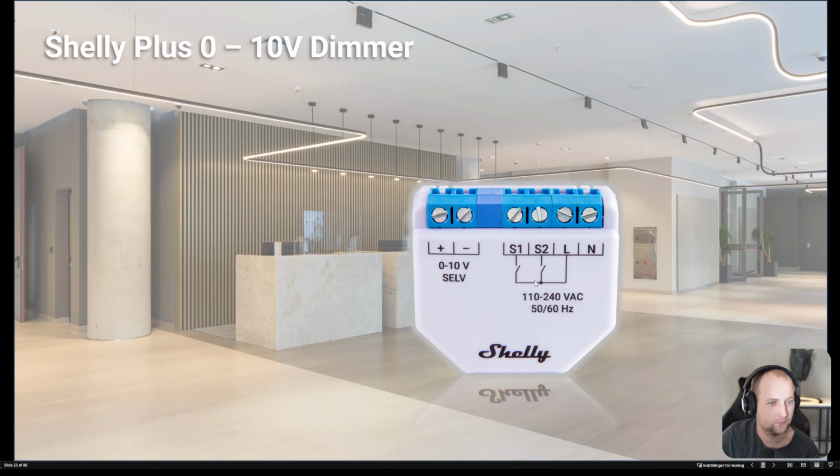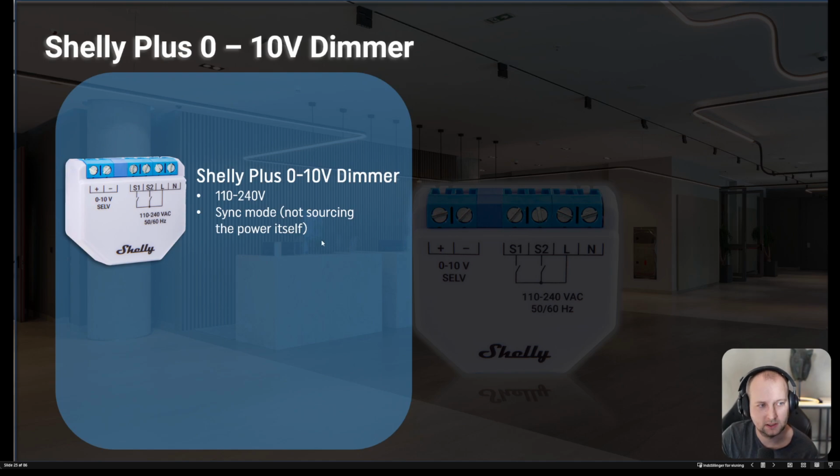Good. Here it is, the 0 to 10 volt dimmer. What you should be aware of with this device is that it is running in sync mode, which actually means that this device is not sourcing the power itself. You need to have some kind of transformer which can source or generate the 0 to 10 volt signal, so it can control an existing 0 to 10 volt luminaire. You can use it for controlling your 0 to 10 or 1 to 10 volt luminaires easily with this device, and it works very well.